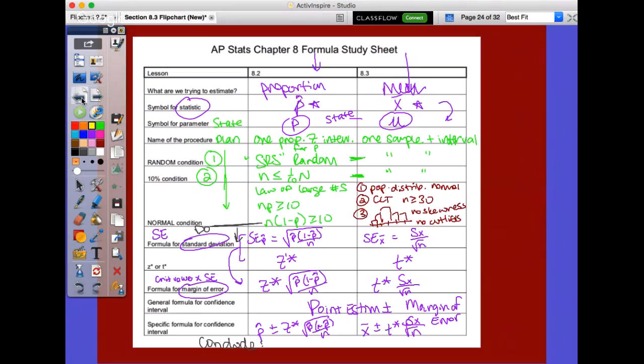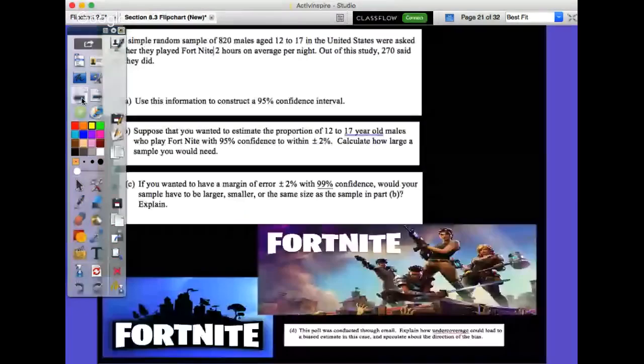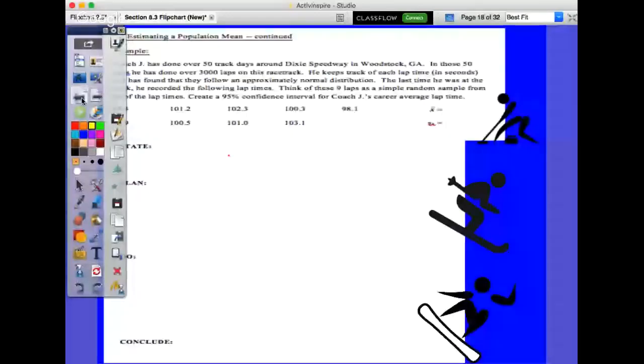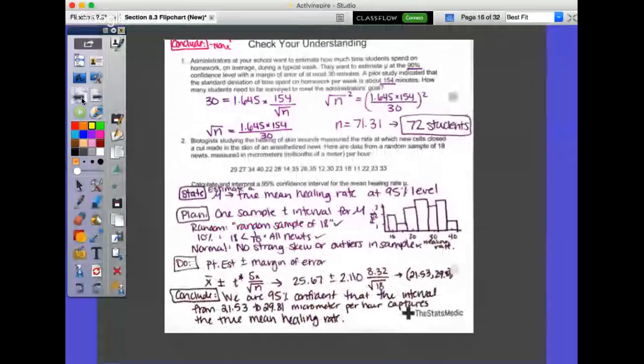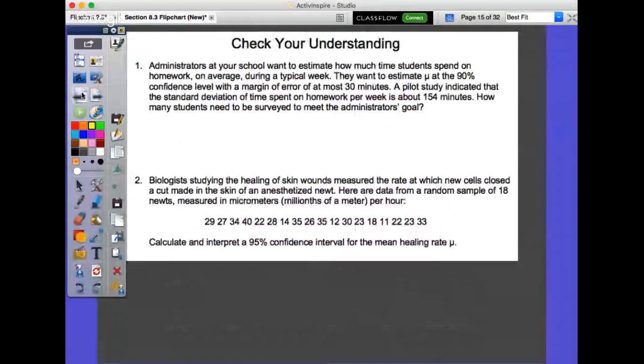There's also another question I wanted to go over, mainly because I think I messed up in the first class I taught it in. It was number 1 on check your understanding. I wanted to do this one, and then I'll get to questions. I apologize. I wanted to make sure I went over this. It says: we want to estimate mu at 90% with a margin of error at most 30 minutes. So we want it at 30 minutes or less. A pilot study indicates that the standard deviation of time spent is about 154.